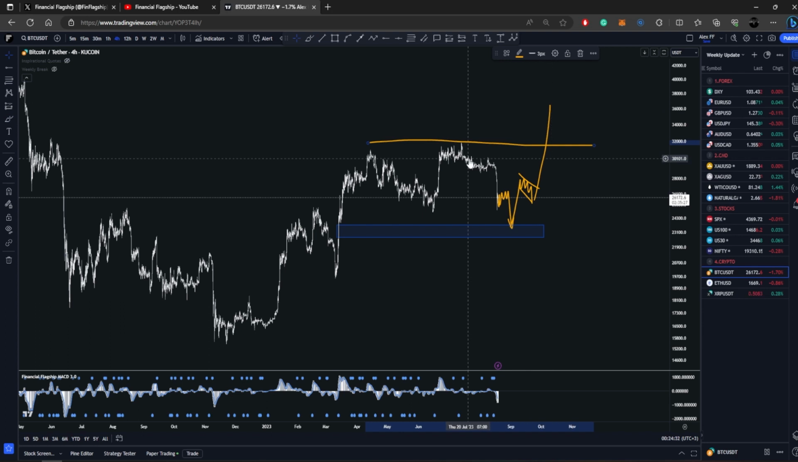Okay, so let's patiently wait for this move to happen. I'm going to be looking for this level as a buy setup and the reaction from here. And if we get that, then most likely we'll continue to the upside.